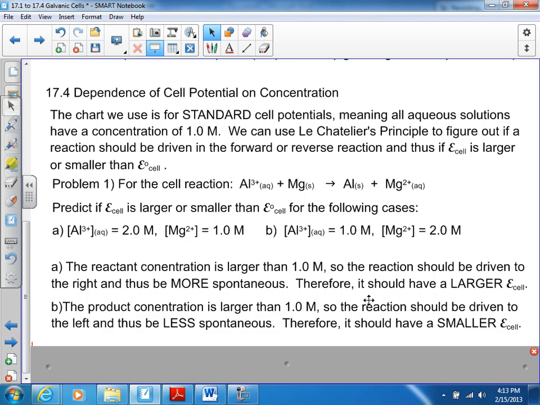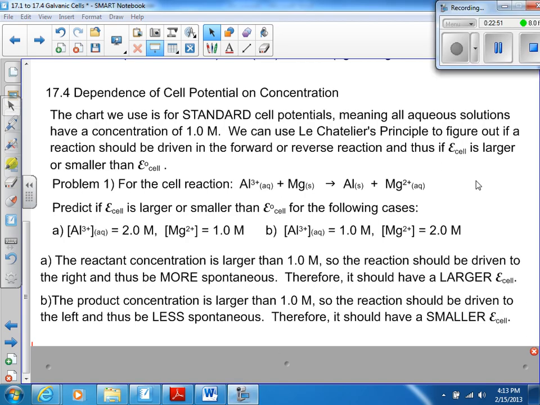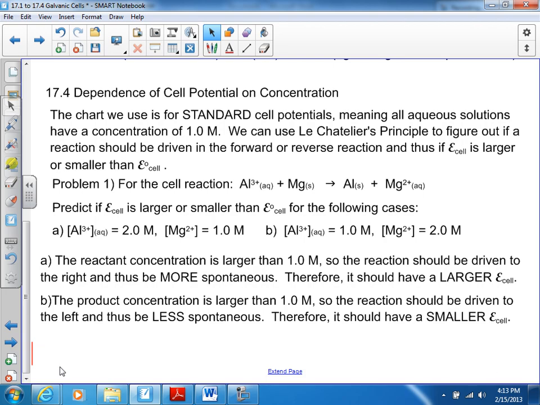And I have a misspelling there. Fixed that. I can spell concentration. So for B, magnesium is 2 molar. Products are bigger than 1. So the reaction is driven less, making it less spontaneous. So the cell potential should go down. And that's it on this section. There's a little bit more.